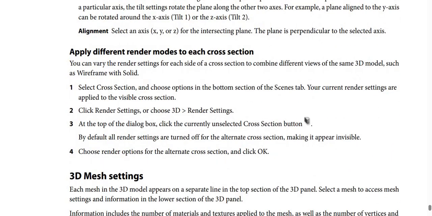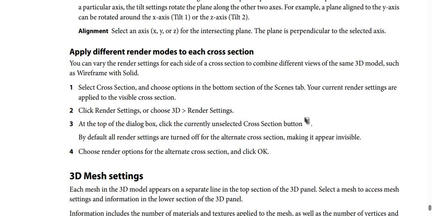And how to apply different render modes to each cross section. You can vary the render setting for each side of a cross section to combine different views of the same 3D model, such as wireframe with solid. We have 4 steps here now. The first step, you should select the cross section first and choose options in the bottom section of the scans tab. After that, your current render settings are applied to the visible cross section.